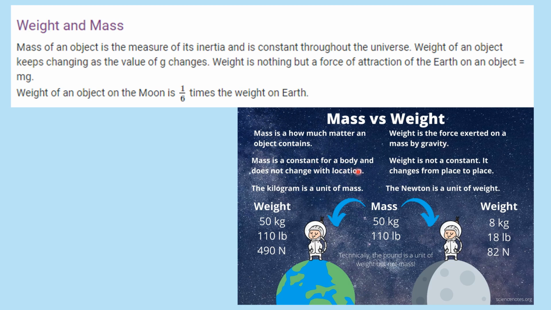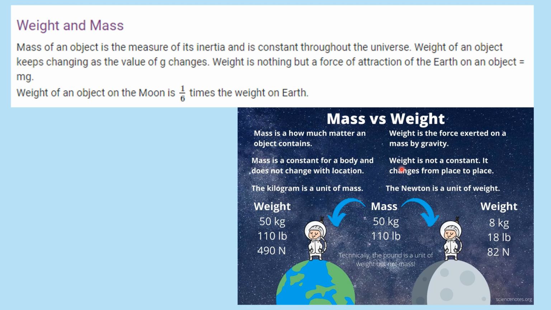Mass is a constant for a body and does not change with location. Mass will be constant whether you are on the earth, the moon, or in the universe. But weight is not a constant; it changes from place to place, because weight mainly depends upon the gravitational force. The value of g decides the weight of an object. The weight of an object varies whether you are on the moon, on the earth, or in the universe. Therefore, it is not a constant.